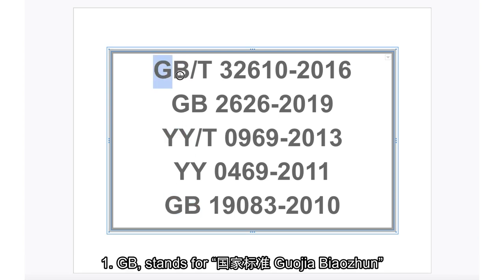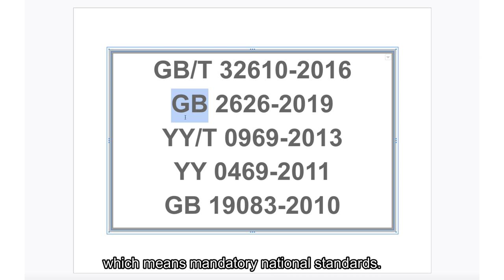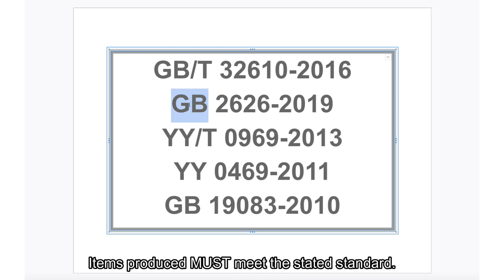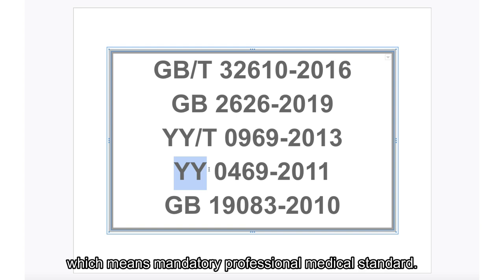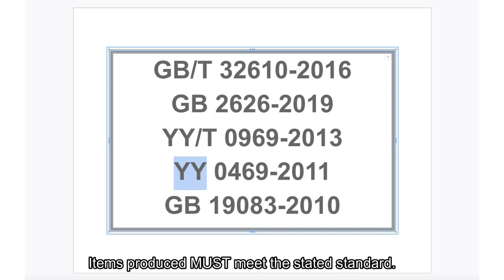The first one, GB, stands for 国家标准, which means mandatory national standards. Items produced must meet the stated standard. Number two, YY or 医药, which means mandatory professional medical standard. Items produced must meet the stated standard.